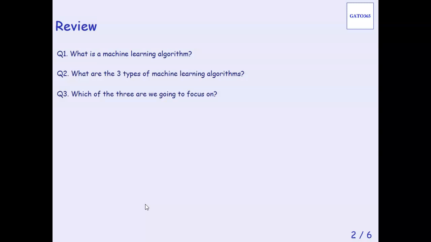When it comes to machine learning, it's for us to be able to make predictions. We're trying to use the computer to help us make predictions. And an algorithm is a recipe. It's a process, a procedure for us to make predictions. The 3 different types that we talked about yesterday are supervised learning, unsupervised learning, and reinforcement learning. And we're going to focus primarily on supervised learning.